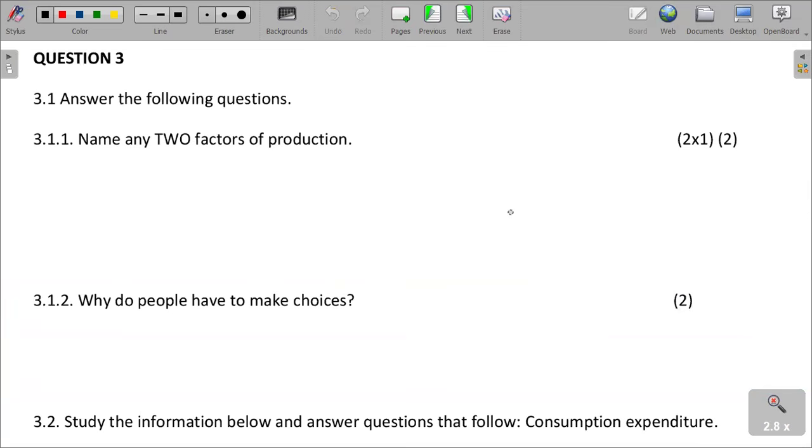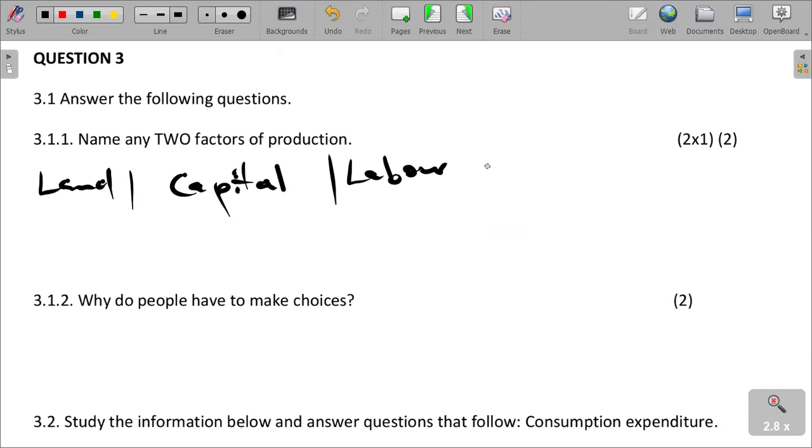Name any two factors of production. I'm sure you know that in terms of factors of production, we have land, capital, labor, and then entrepreneurship. These are the factors of production that we need to understand. We have four of them.